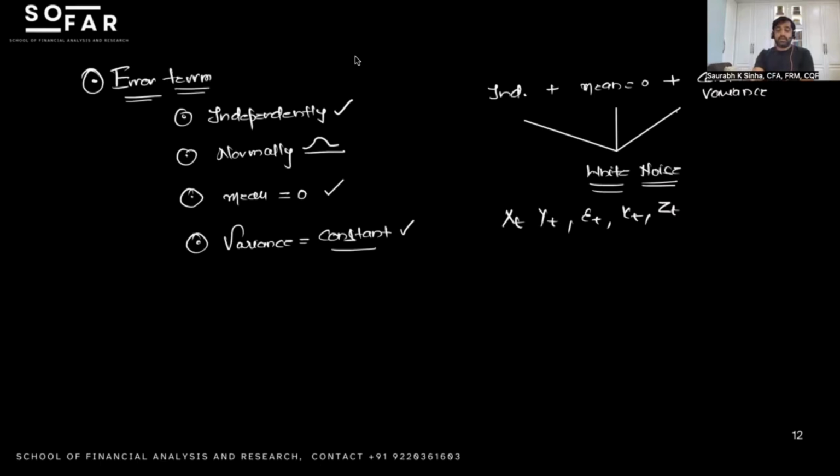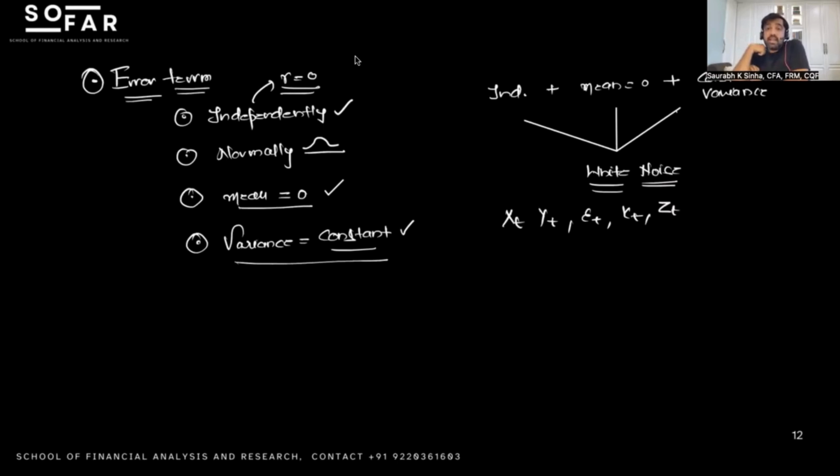That the correlation of that entity with anything on the planet is zero, even with itself. It cannot be dependent upon itself. So you cannot predict xt with the help of xt minus 1 or yt with yt minus 1 if that entity has to be called white noise. It is not dependent upon anything on the planet. It is random, purely random. Then mean equal to zero and a constant variance. That is called white noise.